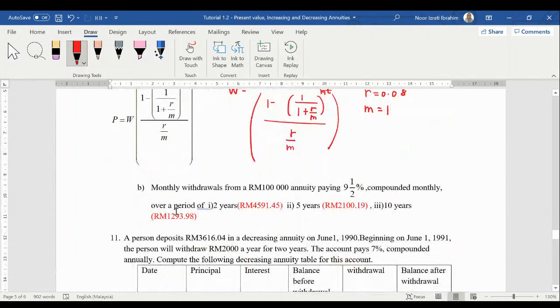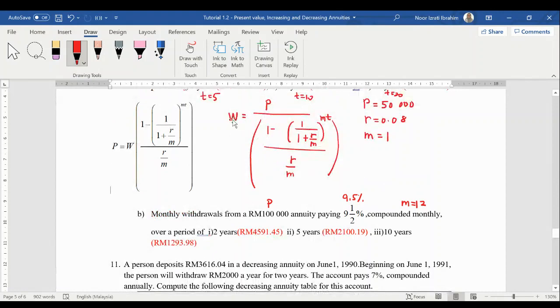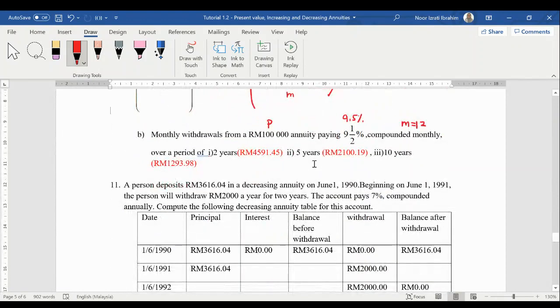Same goes for question B, monthly withdrawal, compounded monthly, which gives us M equals 12. 9.5% means 0.095 as the R. 100,000 here will be the present value P. You have to find the withdrawal when T equals 2 years, 5 years, and 10 years. So again, use the same formula to get W, but change the value of T every time to get number 1, number 2, and number 3.